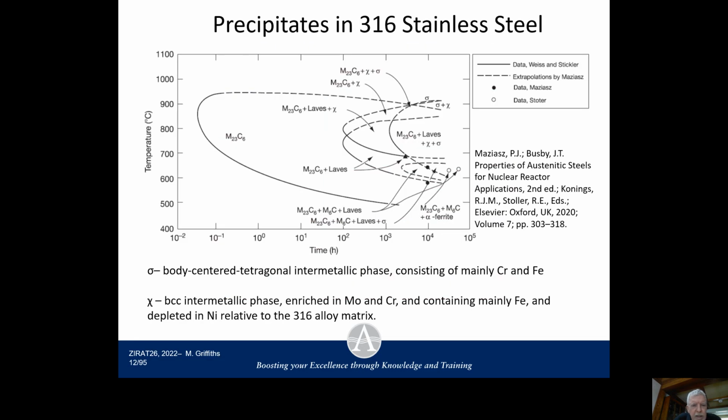Here's a typical TTT diagram in relation to the types of phases one might form, primarily carbides, but this piece of work by, I think, Phil Maziasz, also talks about other phases, other intermetallic phases, which I didn't list on the table previously.